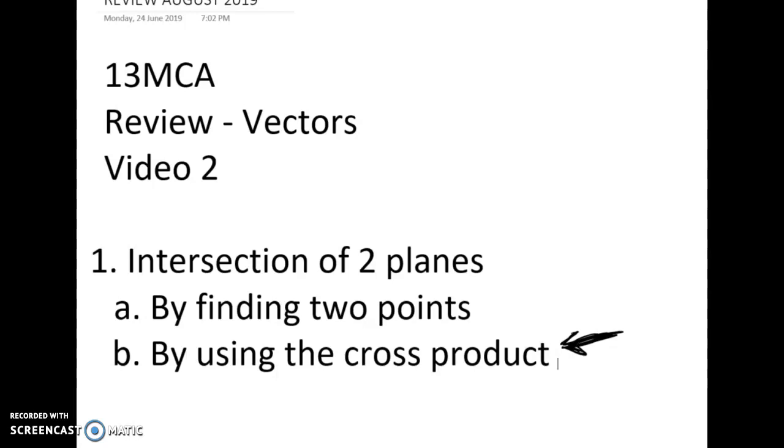In this video, I'm going to review how we find the line of intersection of two planes. I'm going to do that two different ways. First, by finding 2 points on the line, and secondly, by using the cross product.